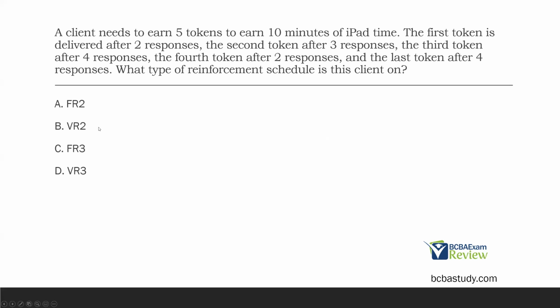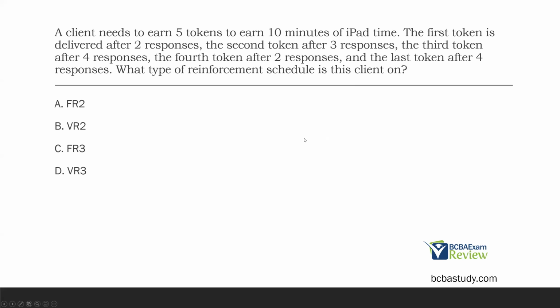Looking at our answer choices, they're all ratios. So we need to go to our next question. Is it fixed or is it variable? Fixed, meaning the number of responses doesn't change. The response requirement doesn't change. Variable, meaning we are taking an average number of responses. Okay. So do we have a fixed number of responses? Well, we have 2, then 3, then 4, then 2, then 4. We're all over the place. But in the end, we will get an average number of responses required. So we're looking at a variable schedule.